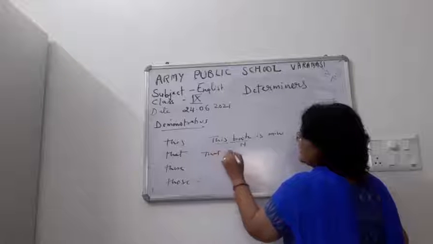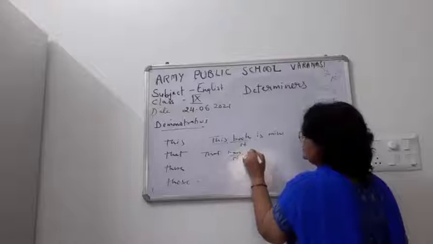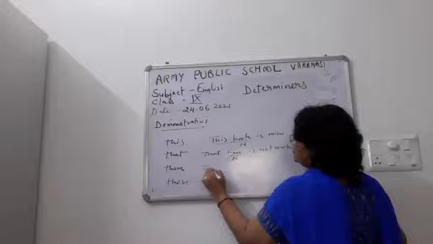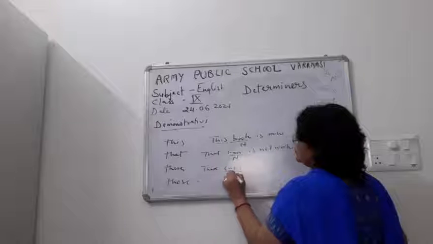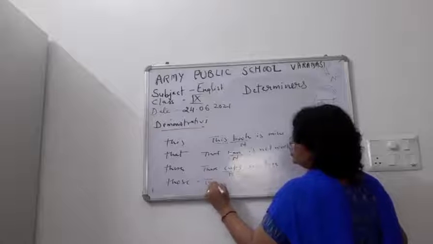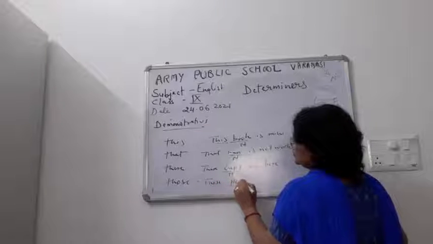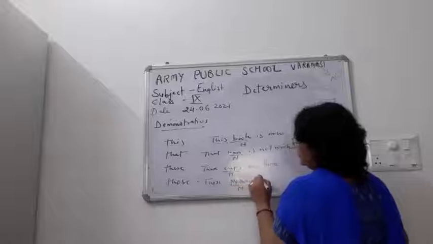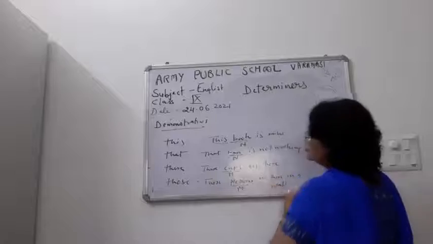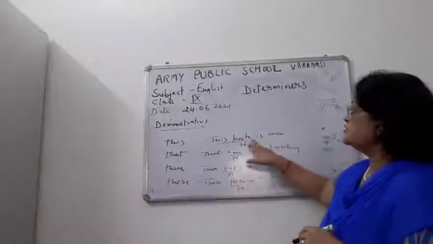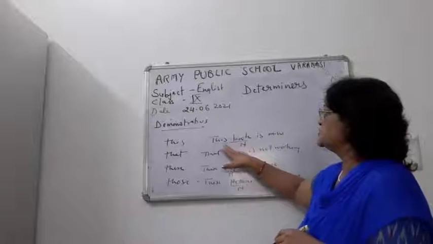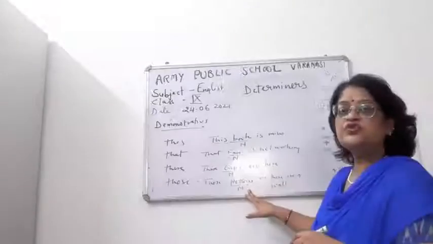That fan is not working. These cups are here. Those pictures are there on a wall. So, children, here you can see, since it is a demonstrative determiner, it is this, that, these, those, and it is always used before a noun.